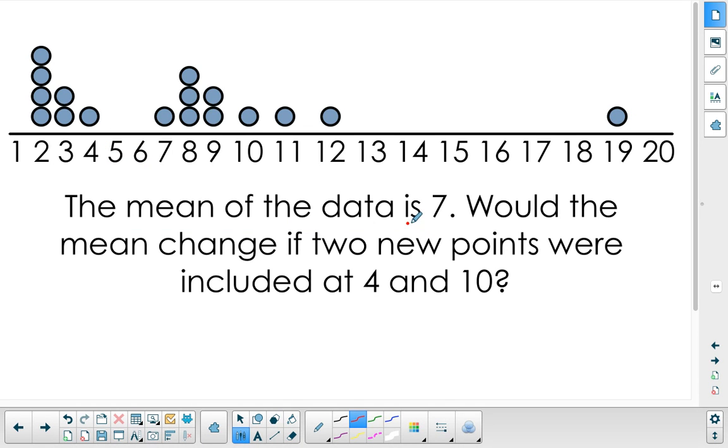So this one tells us our average is 7. If they added a new point here at 4 and here at 10, how would that affect the data? So I know I'm here at 7. I added a point 1, 2, 3 away, and 1, 2, 3 away. Well, they're equally balanced, and so our average would stay the same.